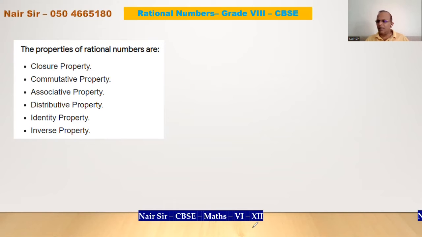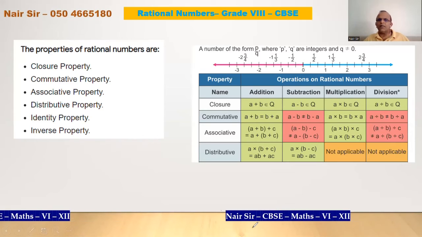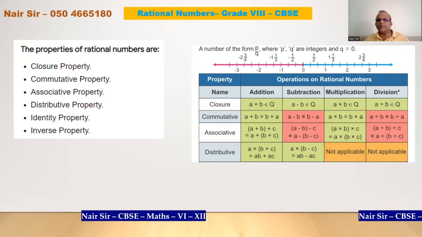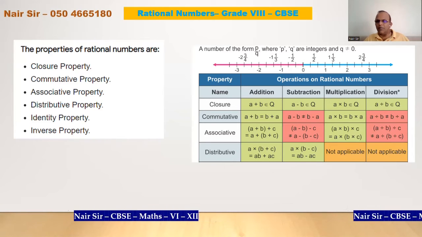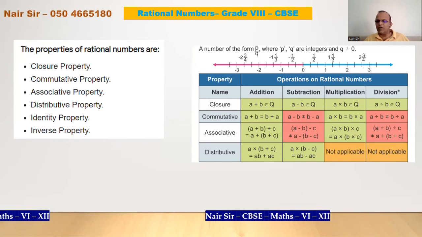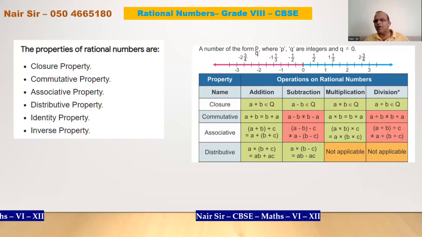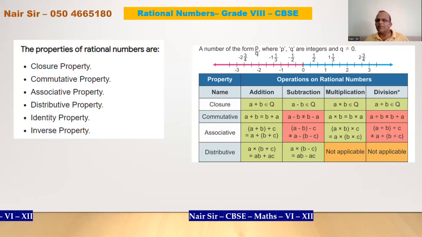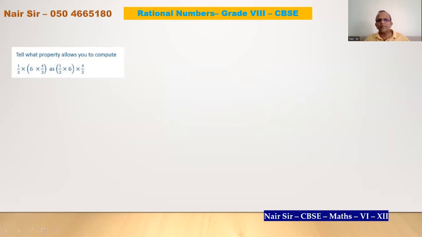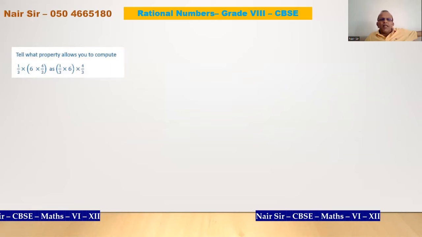Okay, this is the image for closure, for commutative, for associative, for distributive. On the last, on multiplication and this thing, they said it is not applicable. Tell me what property.